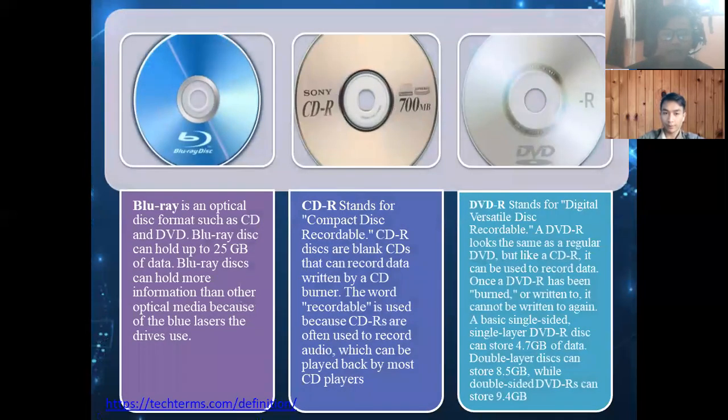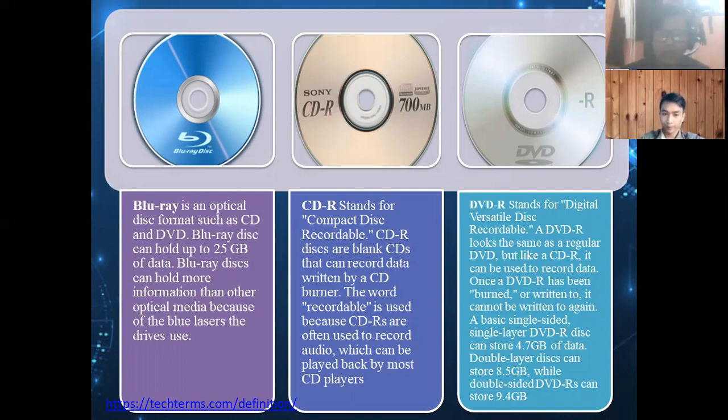The next type is Blu-ray. Blu-ray is an optical disc format such as CD and DVD. A Blu-ray disc can hold up to 25 GB of data. A Blu-ray disc can hold more information than other optical media because of the blue laser the drive uses.